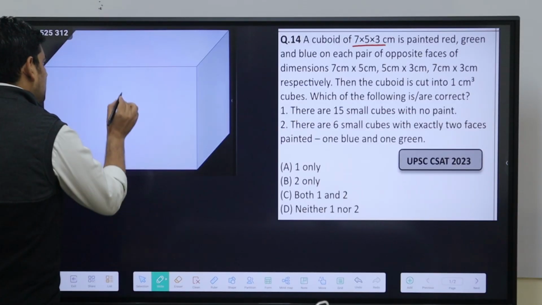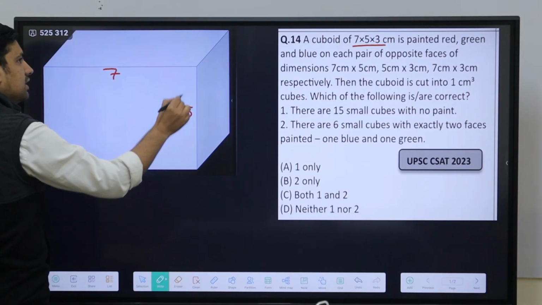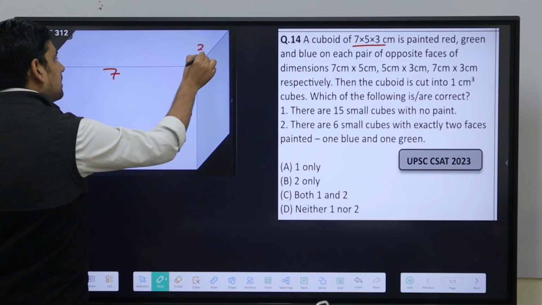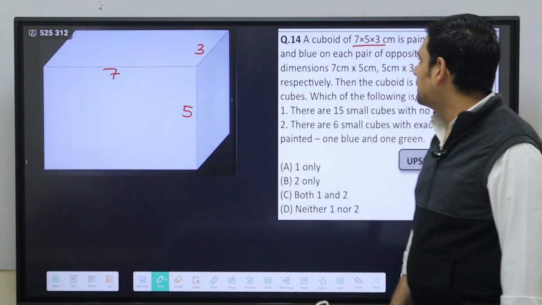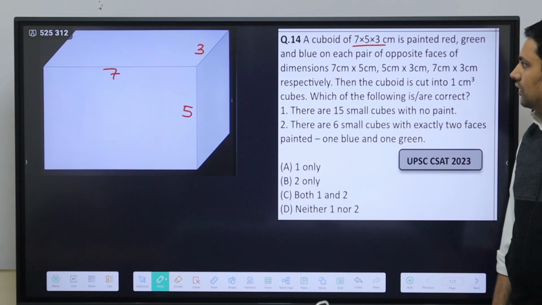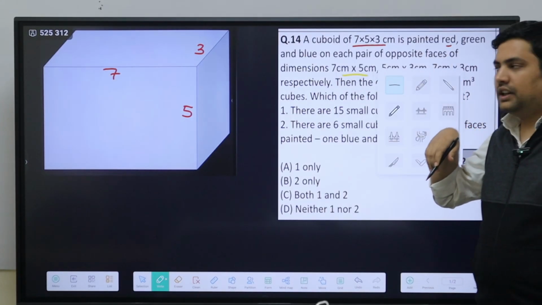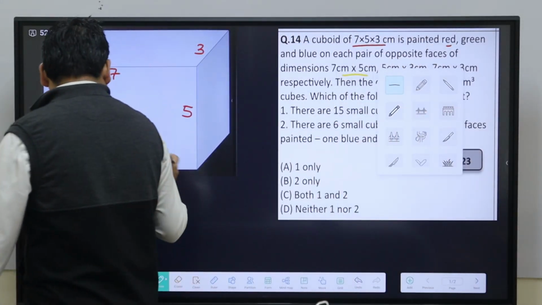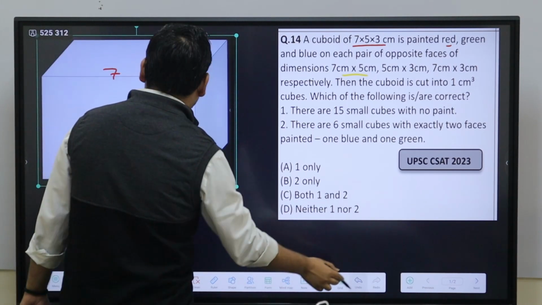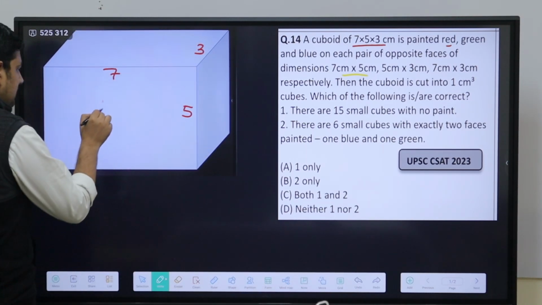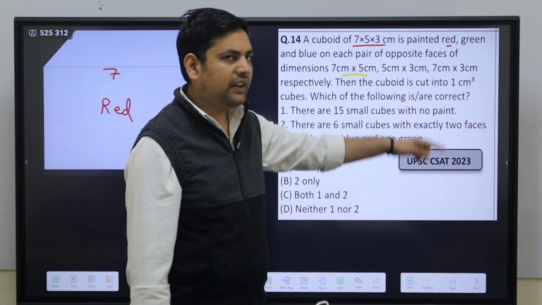So what is 7? So this is 7, correct? Then this one is 5 and this one is 3. So 7, 5 and 3. These are the 3 dimensions. Now it is said that it is painted red on the 7 into 5 side. So 7 into 5, this is painted red.